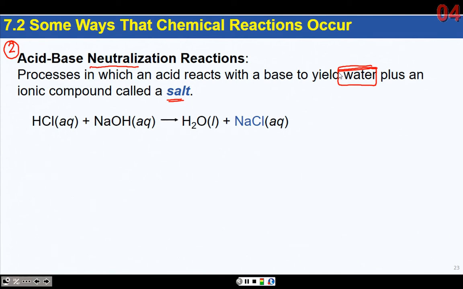So in this example with hydrochloric acid and sodium hydroxide, you can think of these in terms of cation and anion pairs swapping again. So think of cation and anion pairs changing.